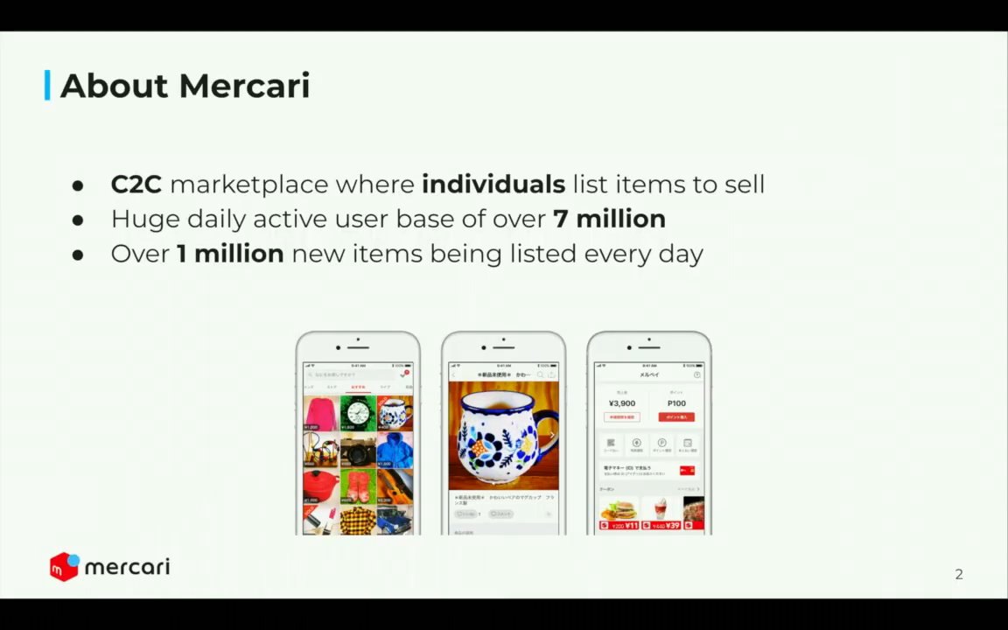About Mercari. Mercari is a C2C marketplace, that is, a consumer to consumer marketplace, where individuals put up listings for items they want to sell and buyers search for and buy them. Mercari currently operates in Japan and in the US and has a huge daily active user base of over 7 million in Japan, with over 1 million new items being listed every single day.